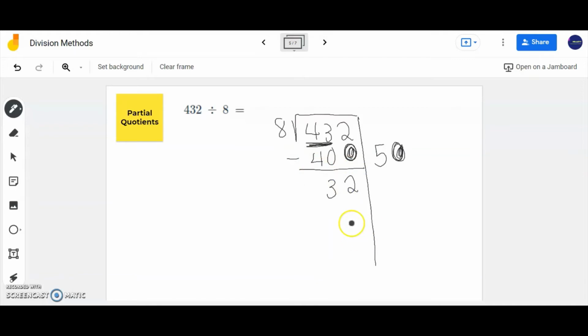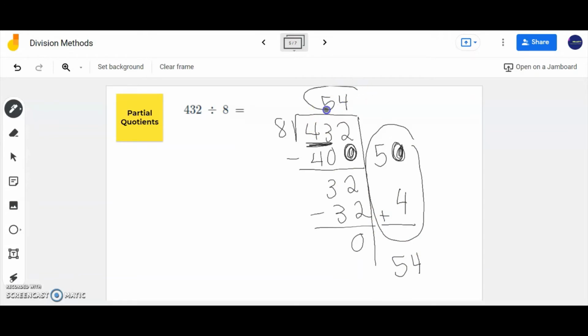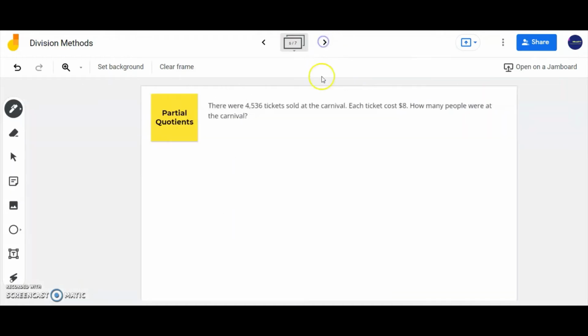So we're not done yet. 8 times what number gets me close to or exactly to 32? Well, this is great. 8 times 4 is 32. I subtracted, I'm left with no remainder. Now to find my quotient, I need to add everything on the side. So 50 plus 4 is in fact 54, and you can always bring your answer up on the top here, telling me that my quotient to this problem is 54.